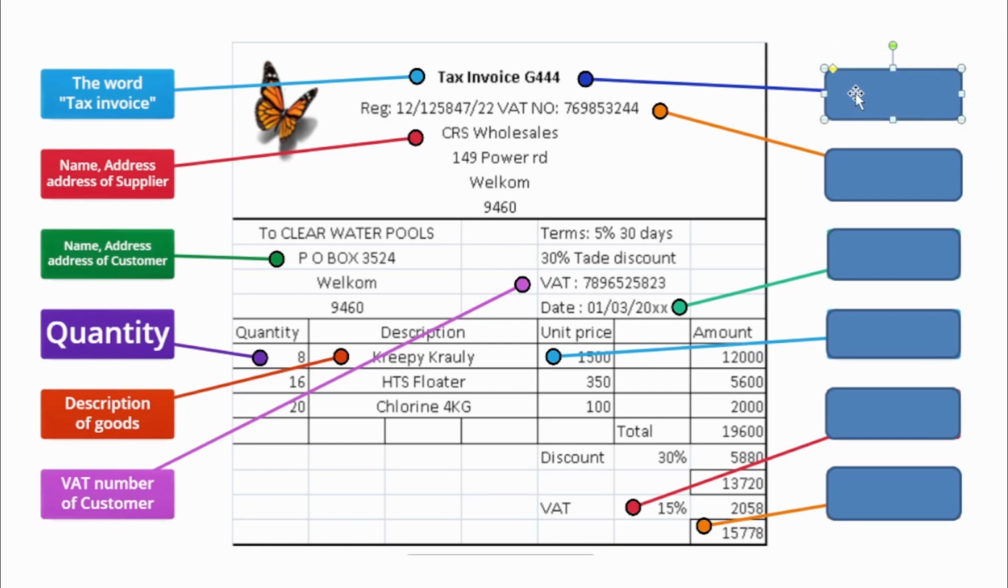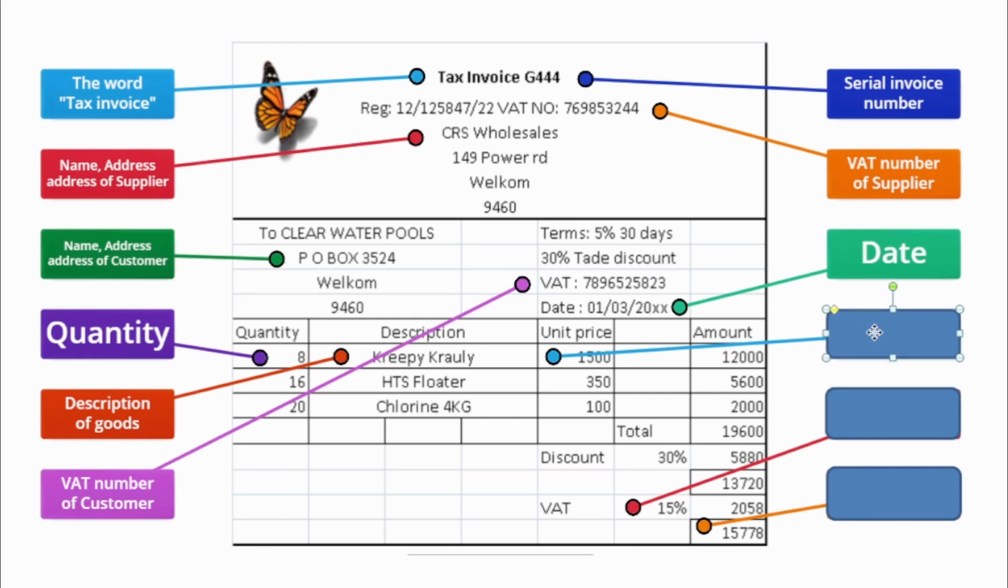Here we've got a tax serial number, the VAT registration number, a date, the unit price excluding VAT, a VAT percentage, and a total inclusive value. And that is what a valid tax invoice should look like.